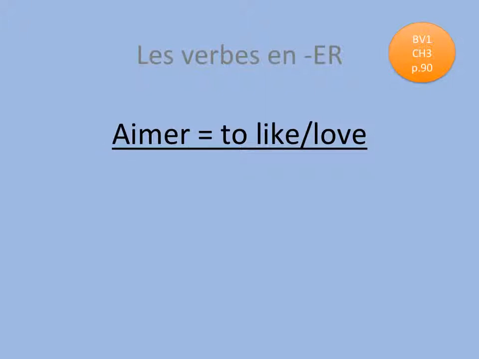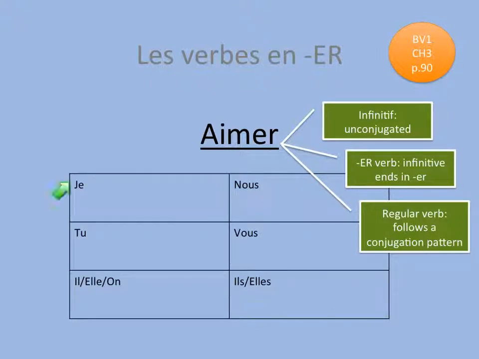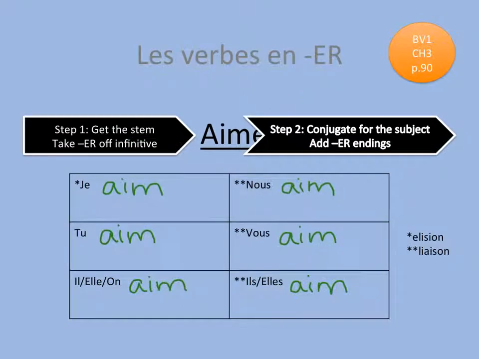Aimer means to like or to love. Aimer is the infinitive form. It is unconjugated. It is an ER verb. It ends in ER. And it is a regular verb, so it follows the conjugation pattern of ER verbs. Here's our same chart. So we have je, tu, il, elle, on, nous, vous, ils, elles. Step 1, get the stem by taking off the ER and add the endings for ER verbs.